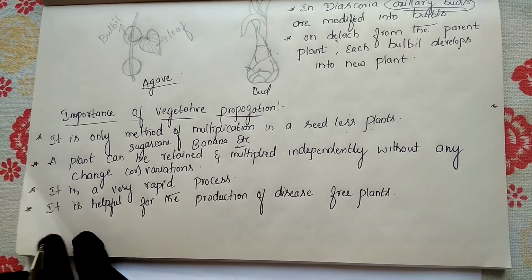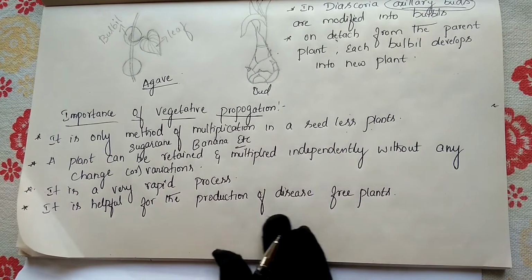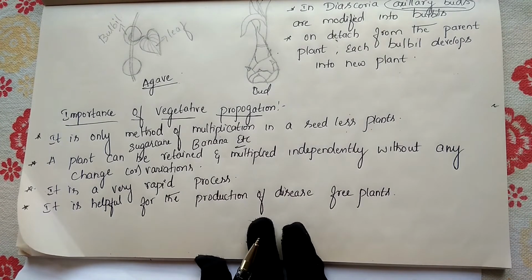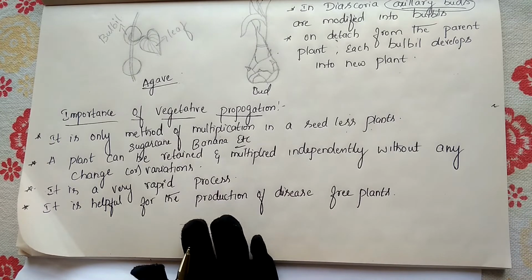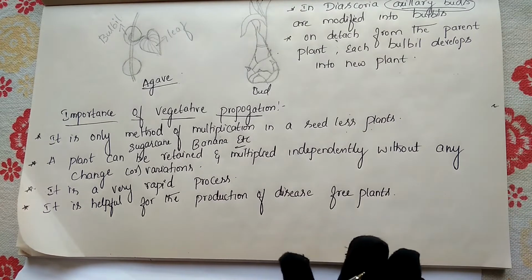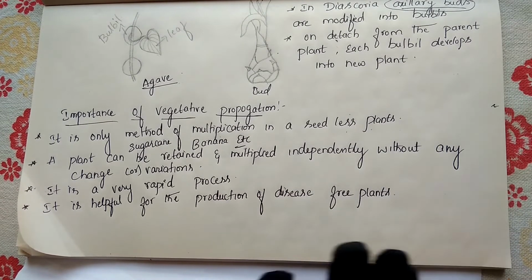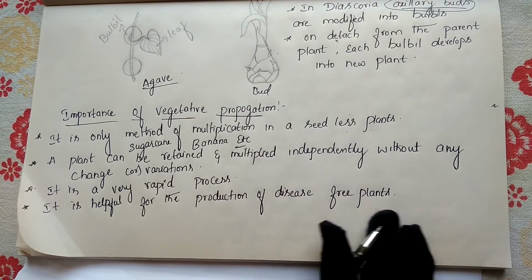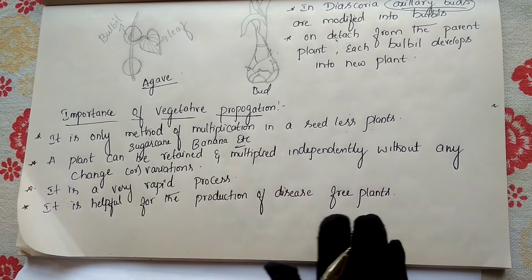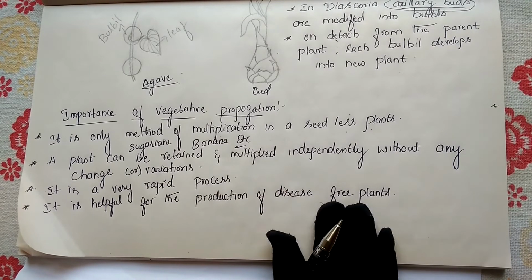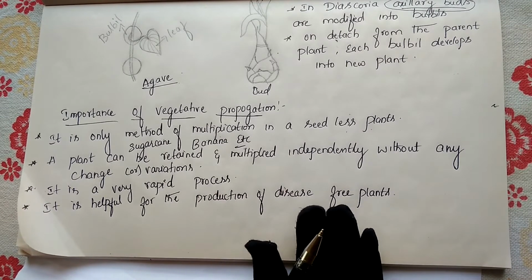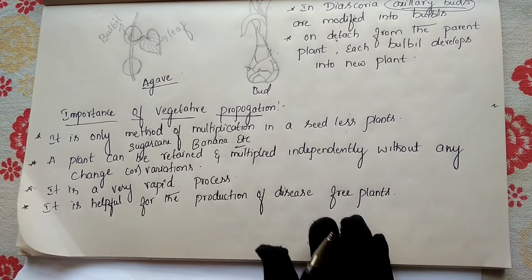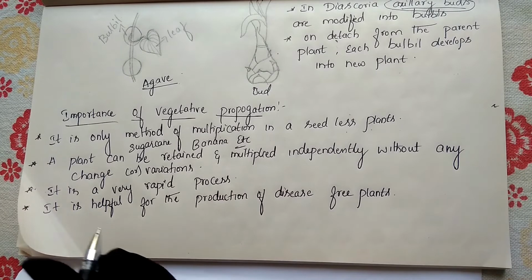Next benefit we are getting: it is helpful for the production of disease-free plants. If the parent plant is in a healthy condition, meaning it does not have any disease, then there is no chance of the disease passing to the offspring. So it will be helpful for the production of disease-free plants. The offspring we get from this process will not have any chance of getting diseases. The offspring will be in a healthy condition. That is the benefit we are getting.